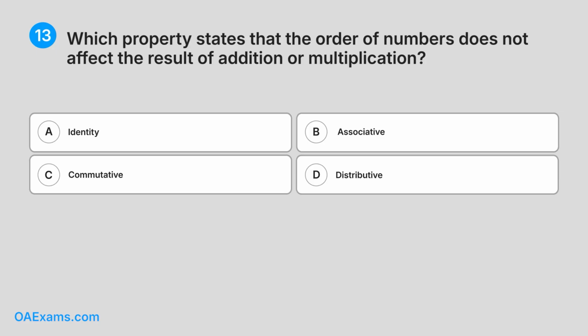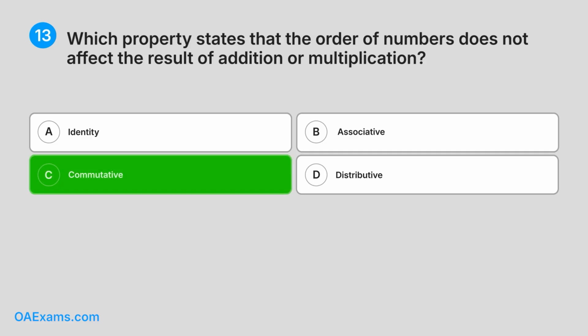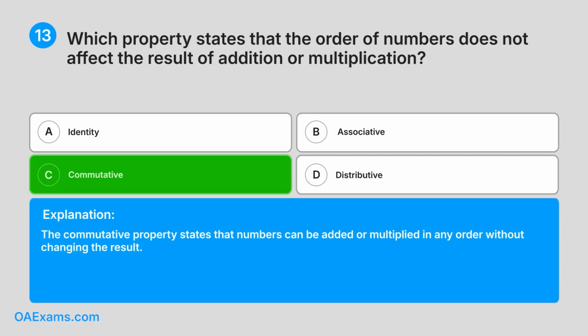13. Which property states that the order of numbers does not affect the result of addition or multiplication? A. Identity. B. Associative. C. Commutative. D. Distributive. Can you guess the answer? Correct answer. C. Commutative. Explanation. The commutative property states that numbers can be added or multiplied in any order without changing the result.